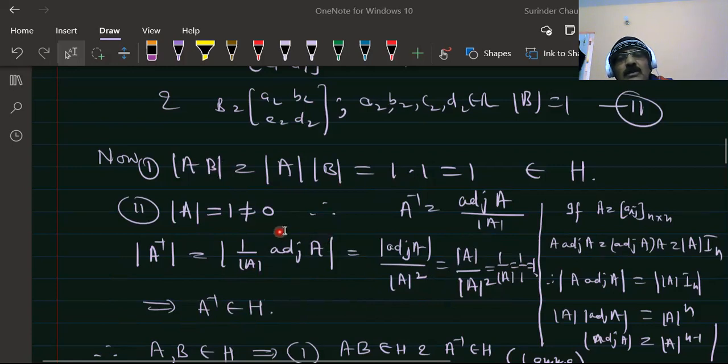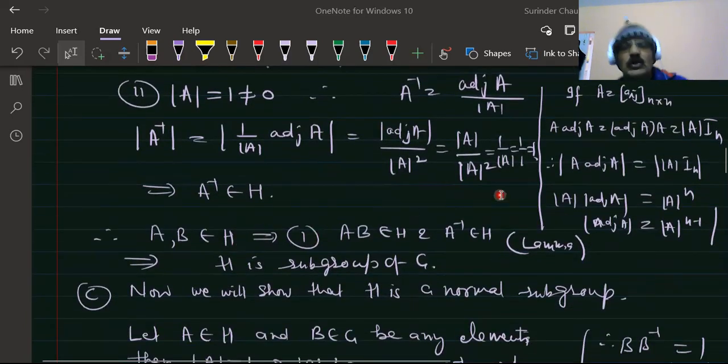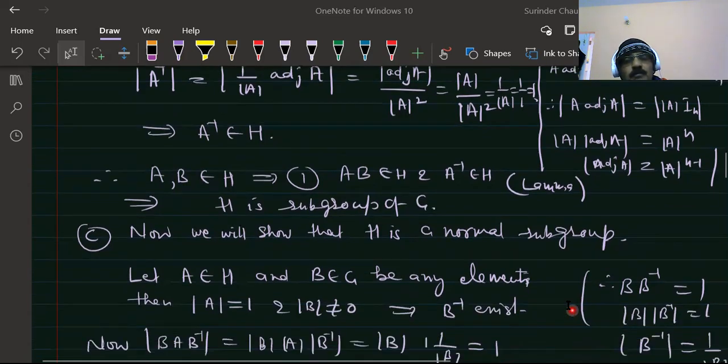This implies that H is a subgroup of G. By the lemma, if A and B belong to H, then AB inverse belongs to H, so H is a subgroup. Now I need to show that this H is a normal subgroup.